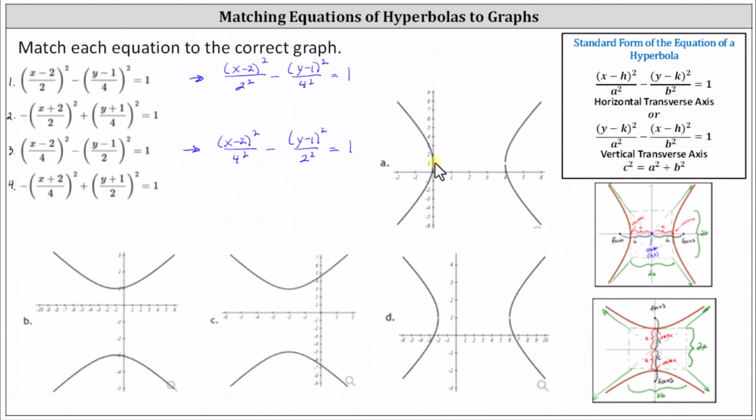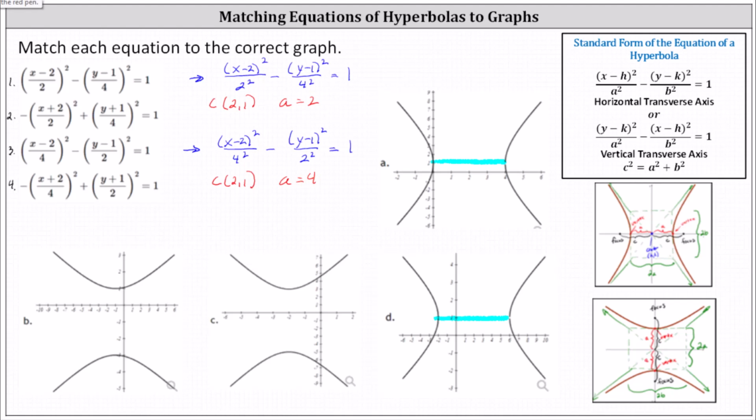Notice graph A and graph D both have a horizontal transverse axis. The center is always h comma k. For equation 1, notice the center is 2 comma 1. And the same is true for the third equation. But looking at equation 1, notice the denominator of the x part is a squared. We have a squared equals 2 squared for number 1, which indicates a equals 2. But for number 3, a squared equals 4 squared, and therefore a equals 4.